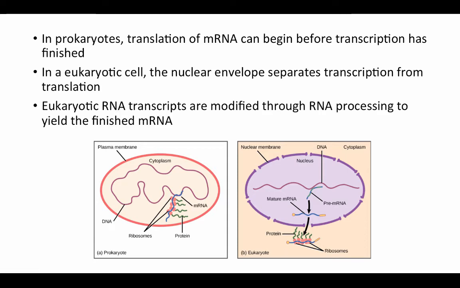So eukaryotic RNA transcripts are modified through RNA processing to yield the finished mRNA while they're still in the nucleus. Before they leave the nucleus to be translated, they're going to be processed, and we'll talk more about what exactly happens to the mRNA transcript.